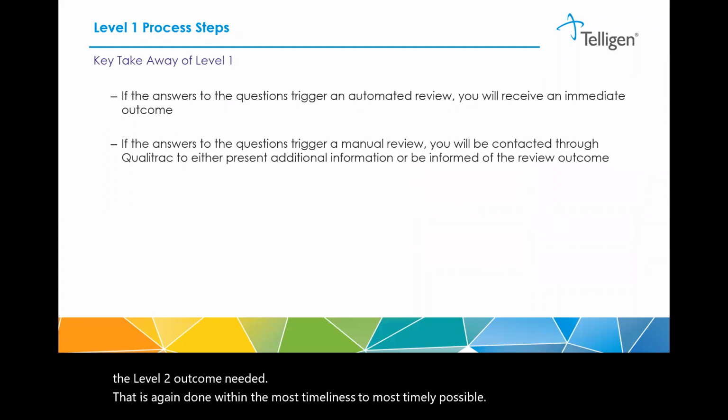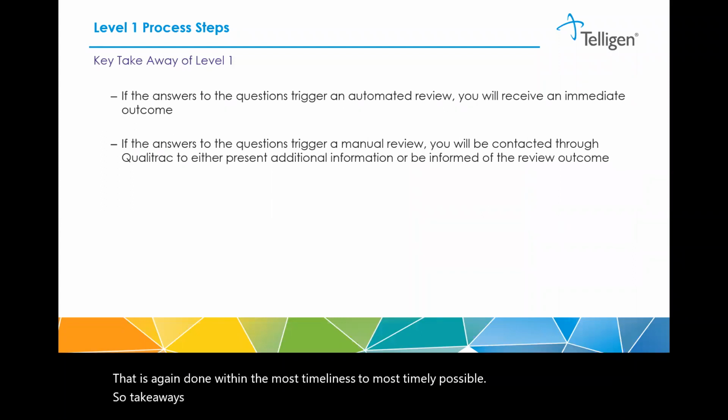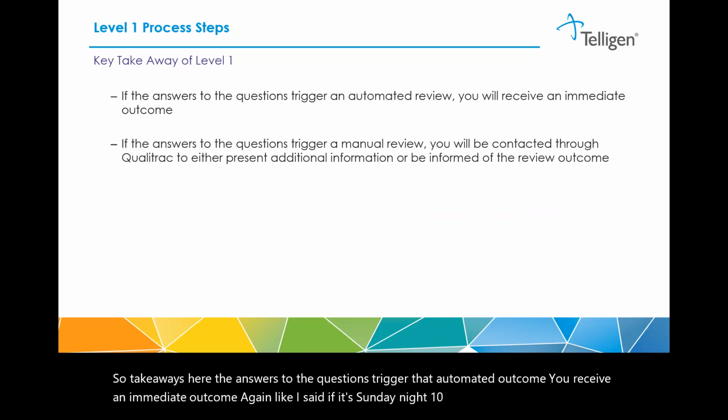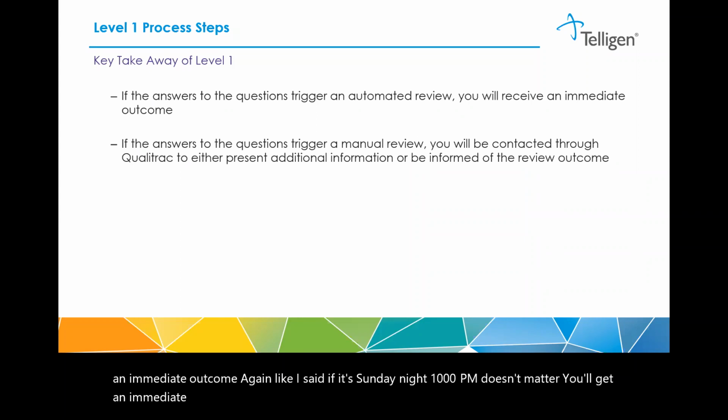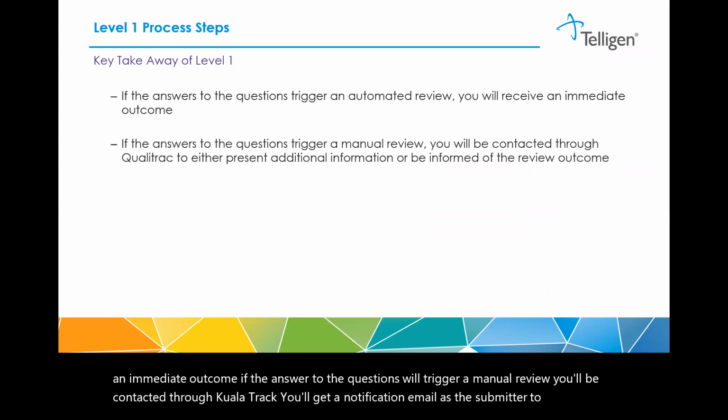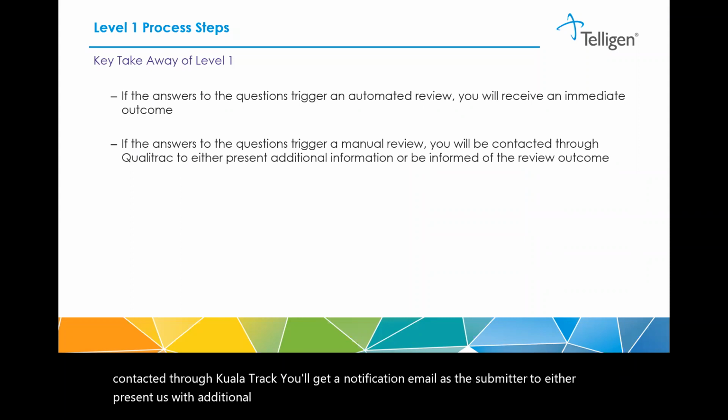So, takeaways here. The answers to the questions trigger that automated outcome. You receive an immediate outcome. Again, like I said, if it's Sunday night, 10 p.m., doesn't matter. You'll get an immediate outcome. If the answers to the questions trigger a manual review, you'll be contacted through Qualatrack. You'll get a notification email as the submitter to either present us with additional information or you'll be informed that you have your outcome within those 6 business hours.